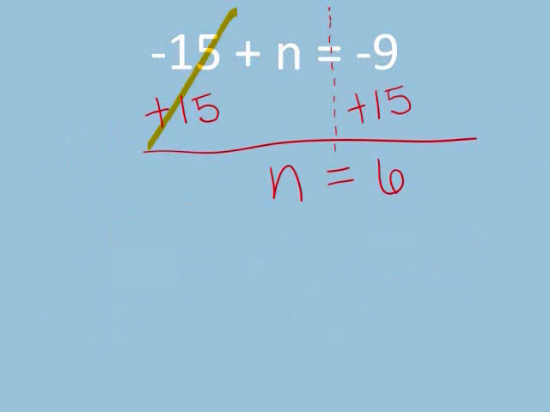The next one we have is negative 15 plus n is equal to negative 9. We're going to add 15 to get n by itself. So negative 15 plus 15 is 0, cancels out. Add 15 to the negative 9. Negative 9 plus 15 is 6. Pretty easy.